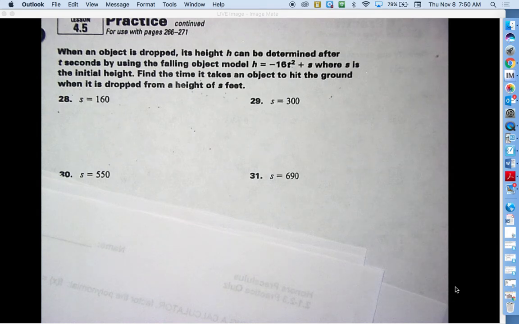So the falling object equation, or formula, is h equals negative 16t squared plus s. And it says s is the initial height where it starts. So if I drop my pen from the top of my arm, however high that is, that would be the initial height. It says we want to find the time that it takes to hit the ground when it's dropped from a height of whatever feet is given.